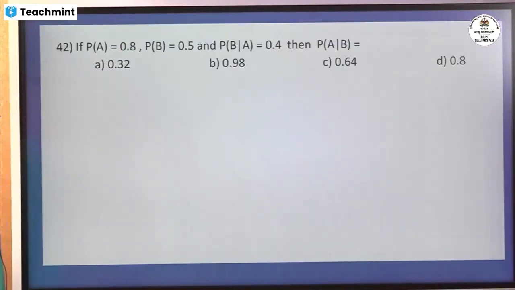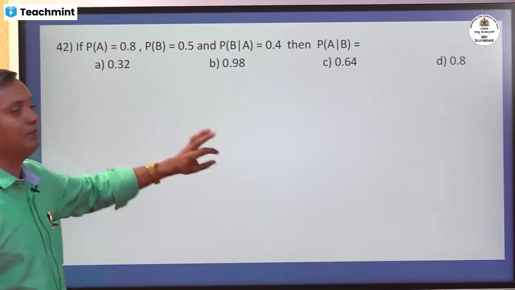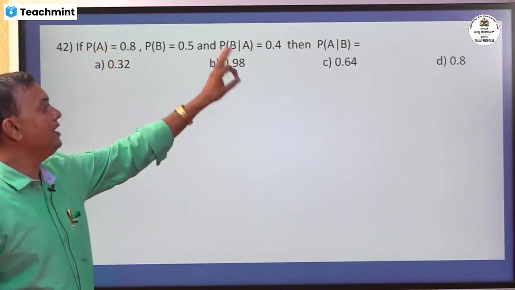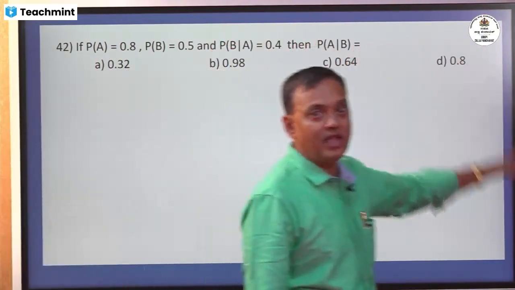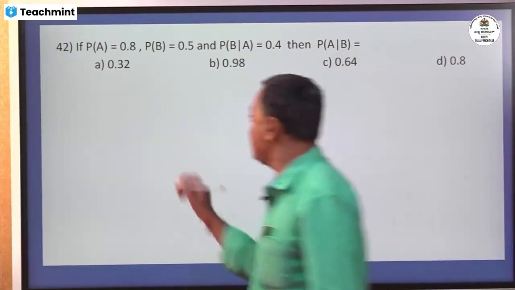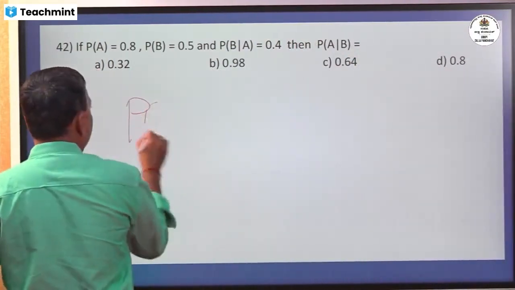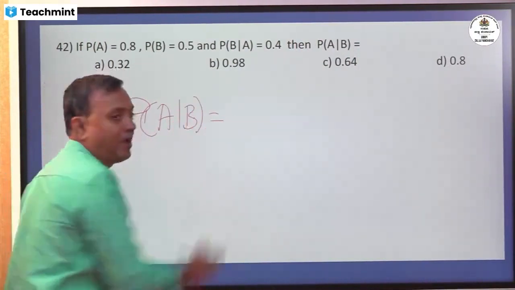P of A is 0.8, probability of B is 0.5, and probability of B given A is 0.4. Then what is probability of A given B? Probability of A given that B, this is conditional probability.